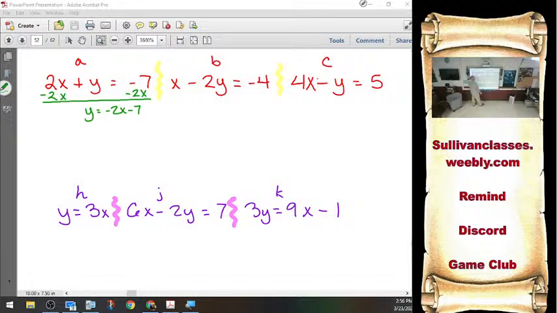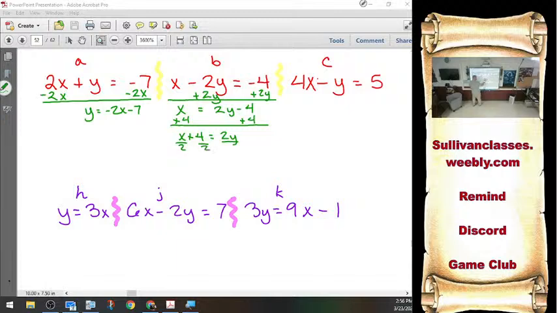I want line B in slope intercept form. Who's got to move? Everything? I like that. Add 2y. Add 4. And when I divide everything by 2, I'll flop it back over. 1/2 x plus 2.